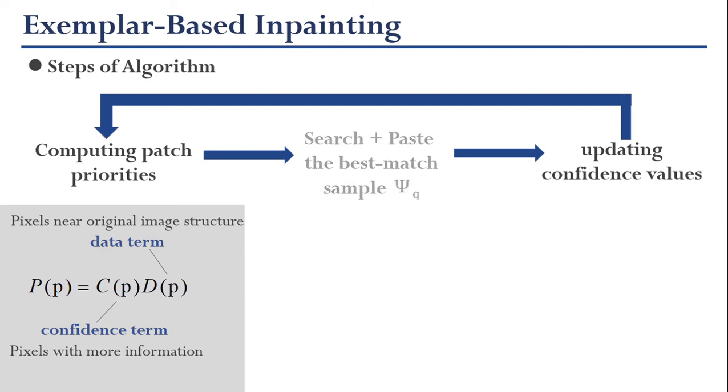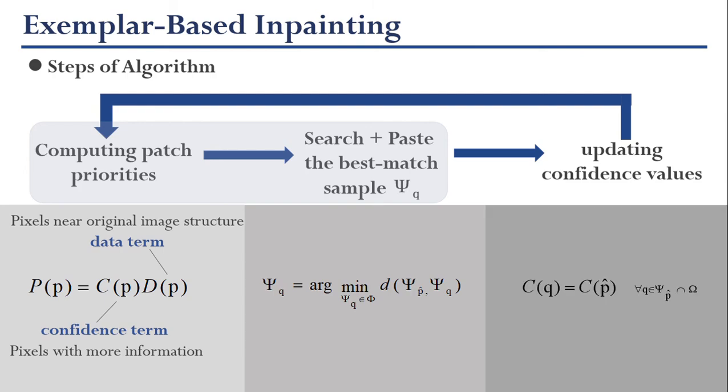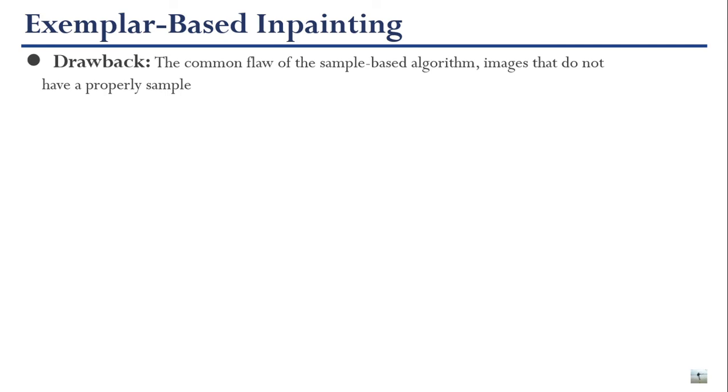Step 2. Search and paste the best match sample patch Q. Simply calculate the sum of the squared difference of patch P and patch Q, then paste this sample patch Q to the target region. Now, the first inpainting has already been completed. At last, continue to update the confidence term and the formula. But this algorithm has a considerable drawback. If the image does not have a proper sample with much information, this algorithm will not work very well.